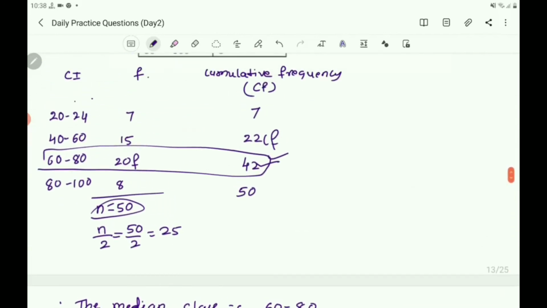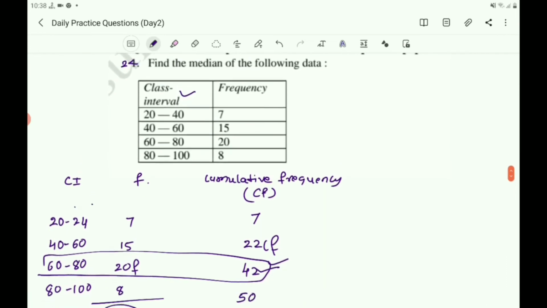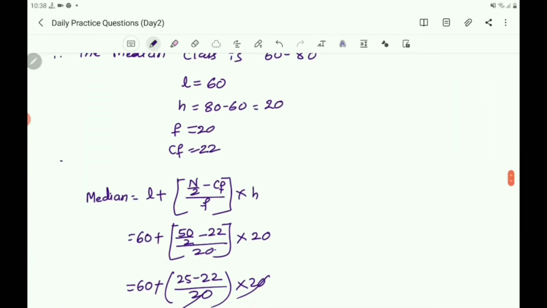Here the question is to find the median. So you got the median. Median is 63.